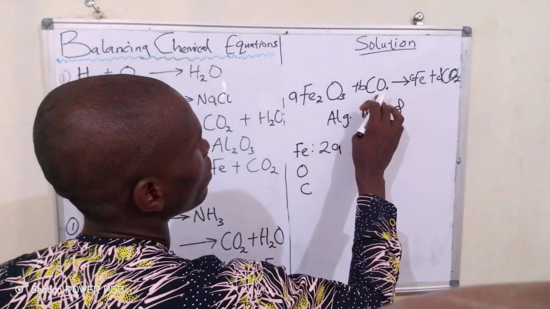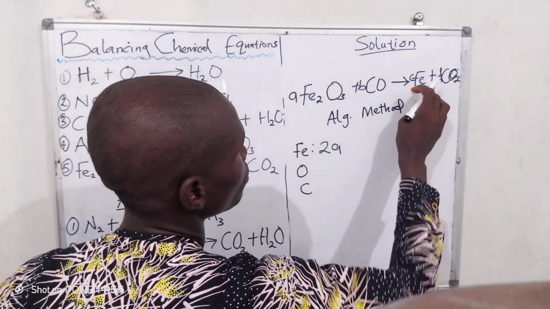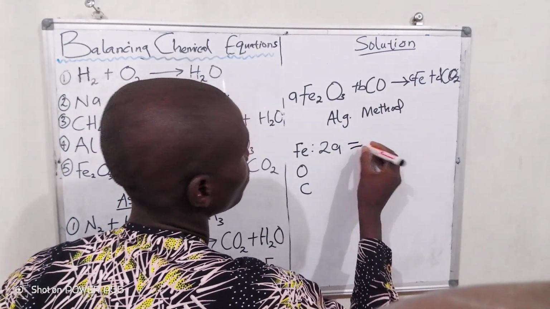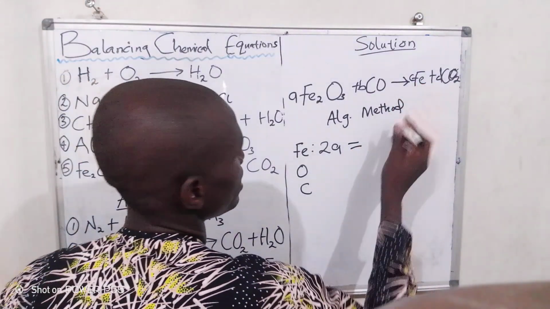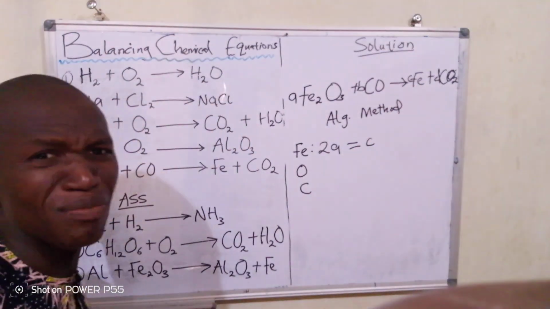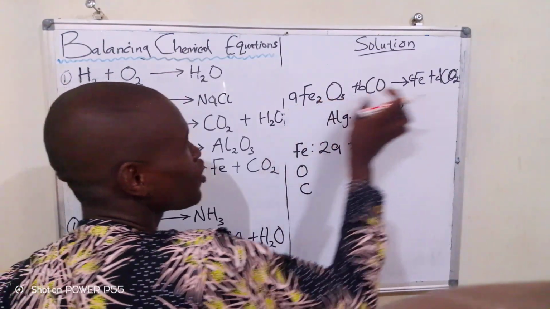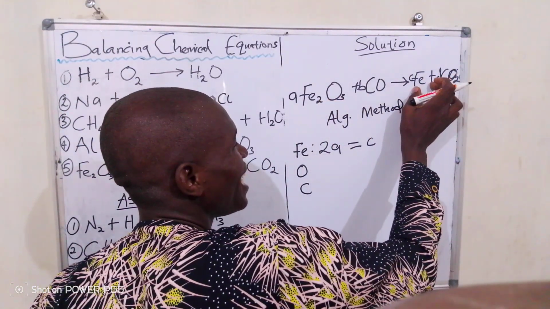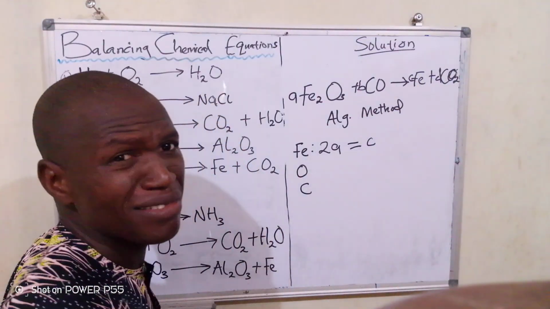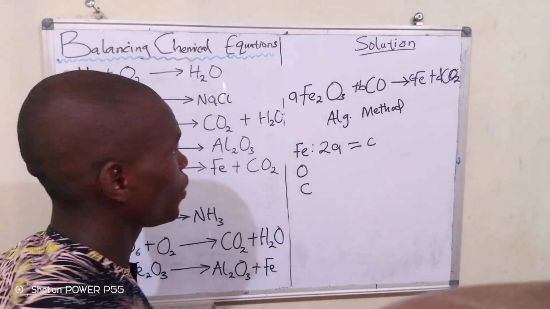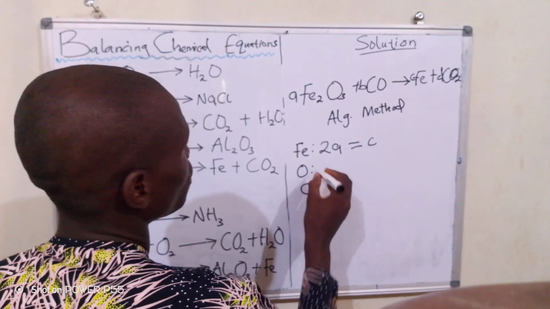Do we have any other iron now? No. Then on the product side, we say it must be equal to C. Very simple. What we are trying to say is that the number of atoms of iron on this side must be equal to the number of atoms of iron on the other side. Simple. Okay, so the next one is oxygen.